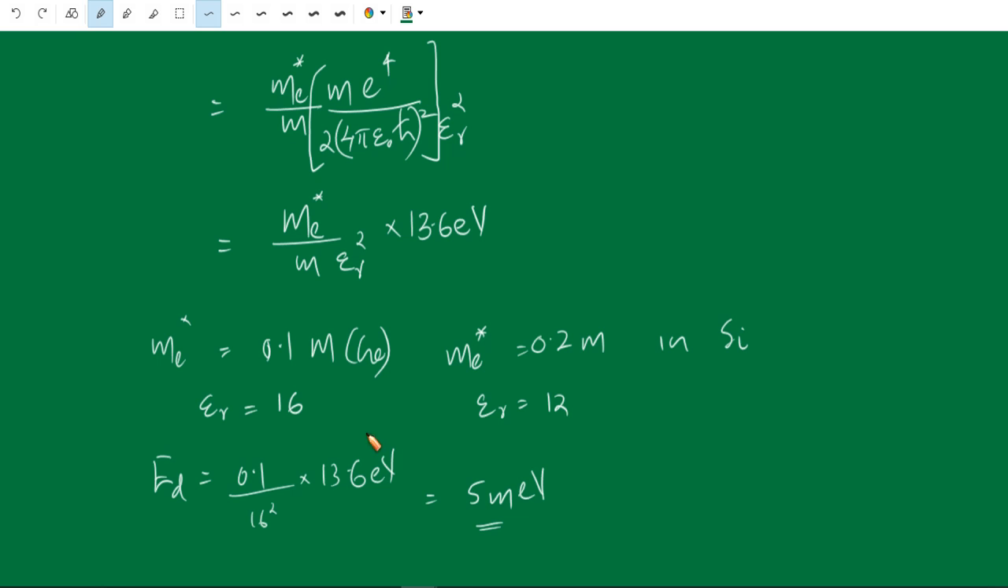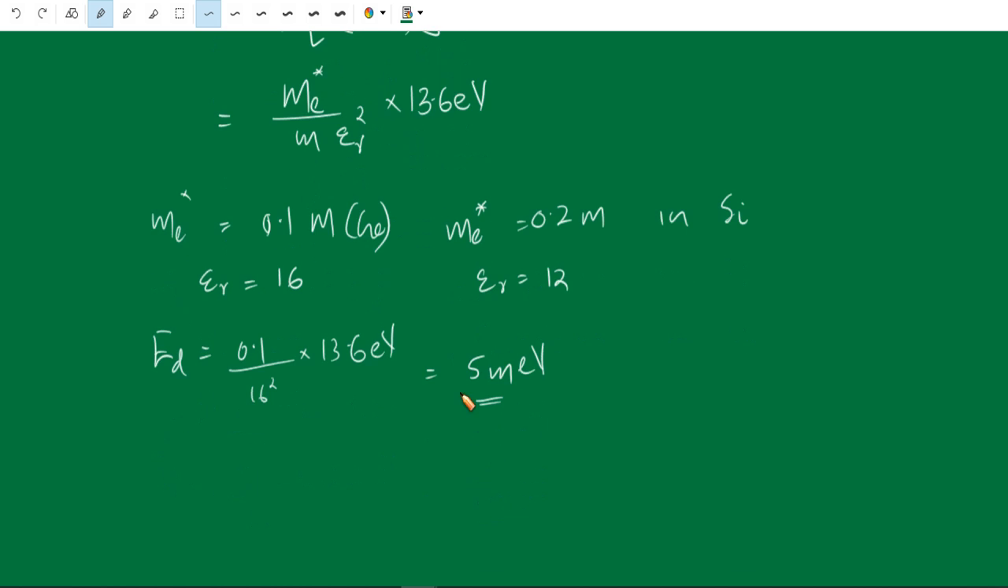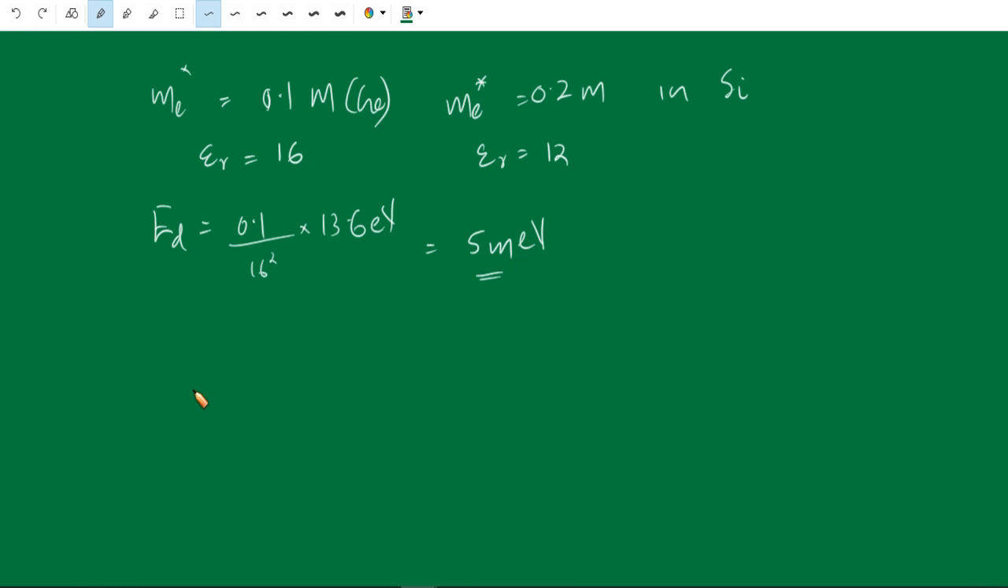Now, the radius of the electron around the impurity ion is given by r = 4 pi epsilon 0 epsilon r h cross squared divided by m e star into e squared.